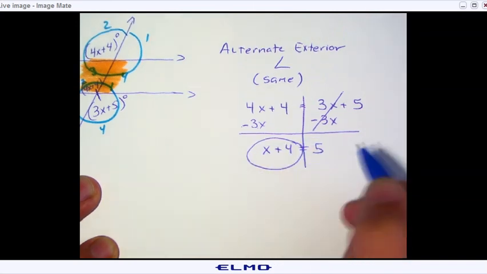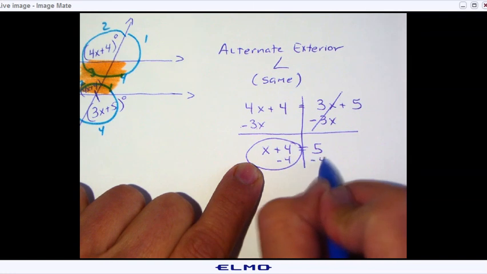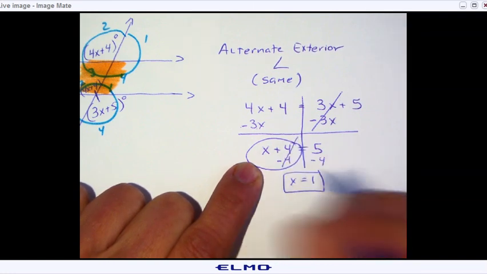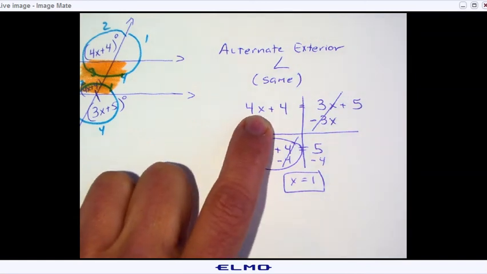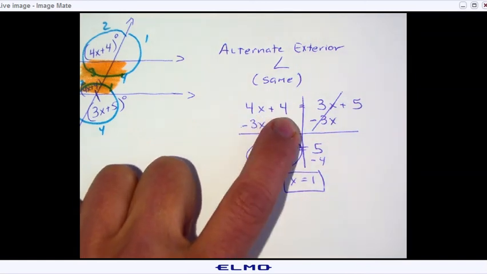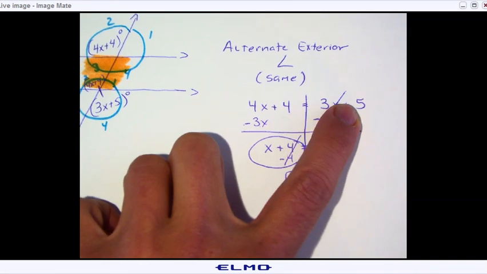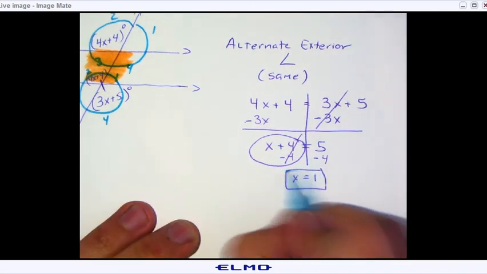All right, this was actually a little easy. Then I'm going to take away 4, and x is equal to 1. What, 1? Yeah, 4 times 1 is 4, plus 4 is 8, and then 3 times 1 is 3, plus 5 is 8. Yep, they balance. So my answer is x is equal to 1.